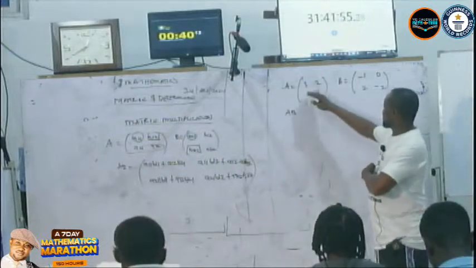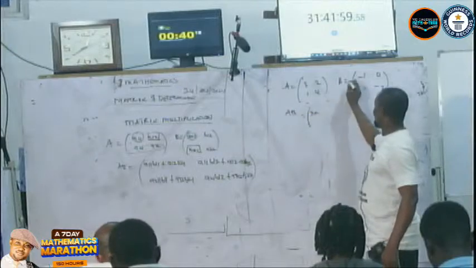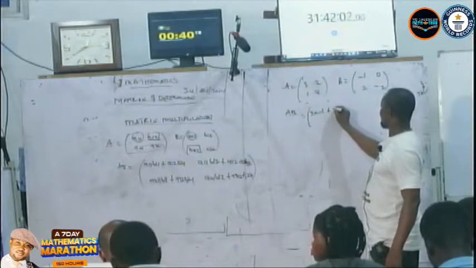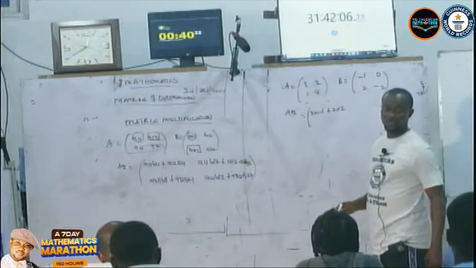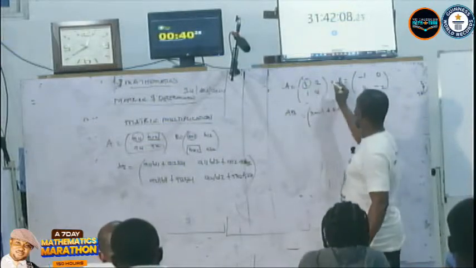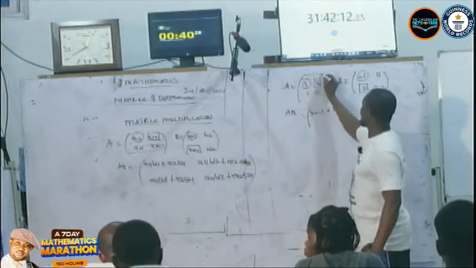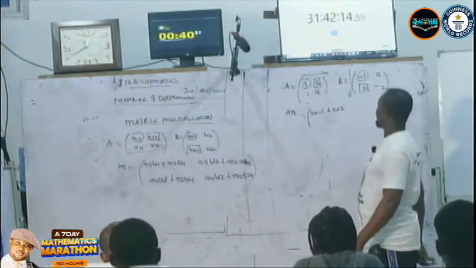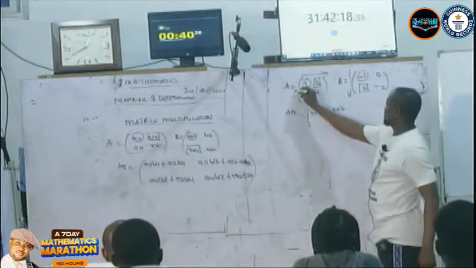This goes for this. Multiply this with this, so that will be 3 times minus 1 plus 2 times 2. The row goes for the row, and this one goes for this one. That's this multiplied with this. So 3 times minus 2 plus 2 times 2. That's the first row done.